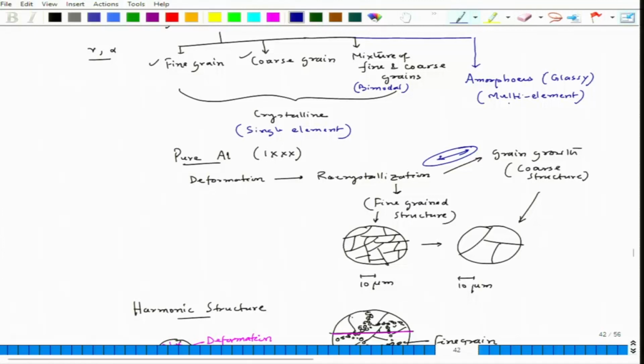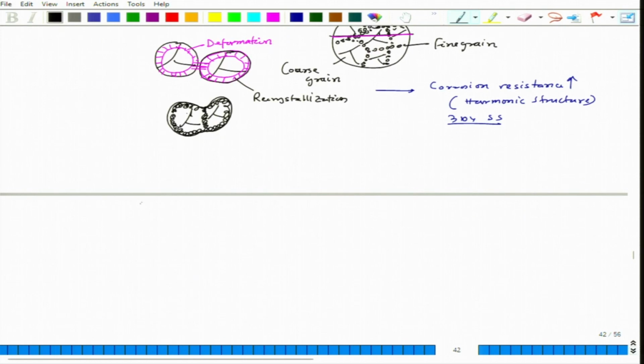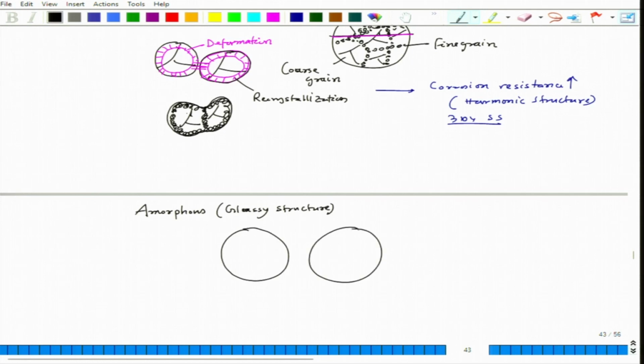Okay, but what is interesting is this amorphous structure. So let us discuss this amorphous structure. So amorphous structure is basically the glassy structure. So if we talk about amorphous or glassy structure, fine. Here this is also a single phase structure, and if we compare a glassy structure and a crystalline structure, so this is my grains, this is amorphous and this is crystalline.